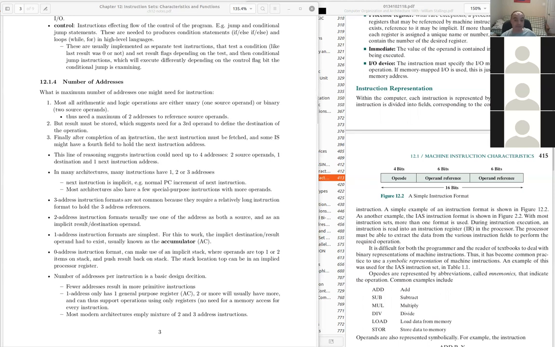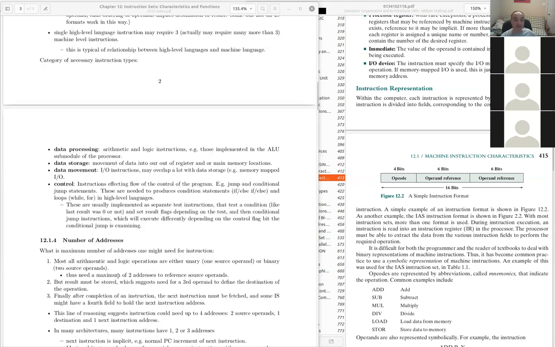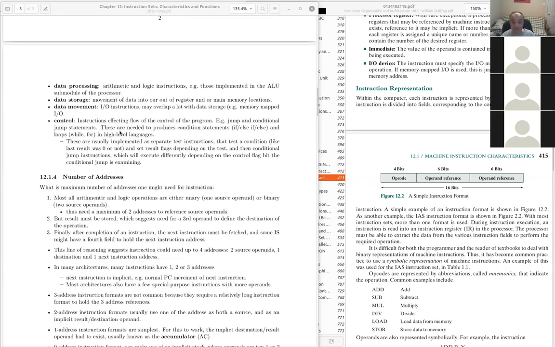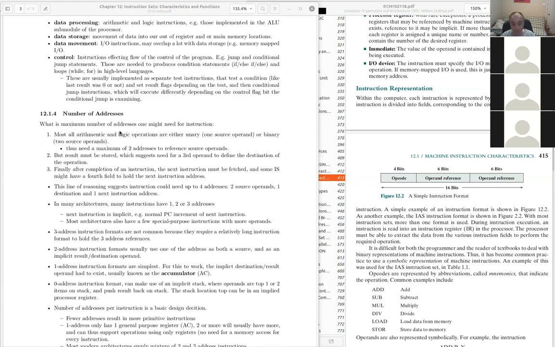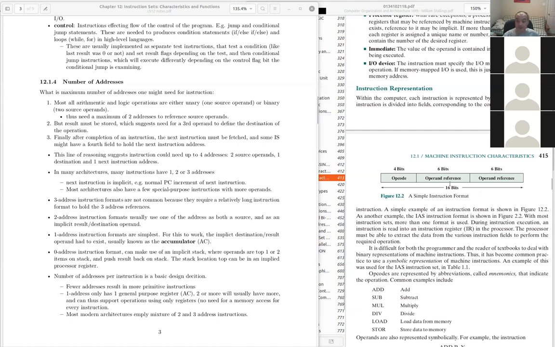Although again, this is usually implicit because for most data processing and data storage, the next instruction is implied to be the one after the current one you're executing. So you just go to the next instruction and execute it. So by that line of reasoning, you could need up to four addresses in your instruction format, right? But as we've seen, because the result and the next instruction addresses can be left implicit in your opcodes, you can reduce that down to three or even two, right?